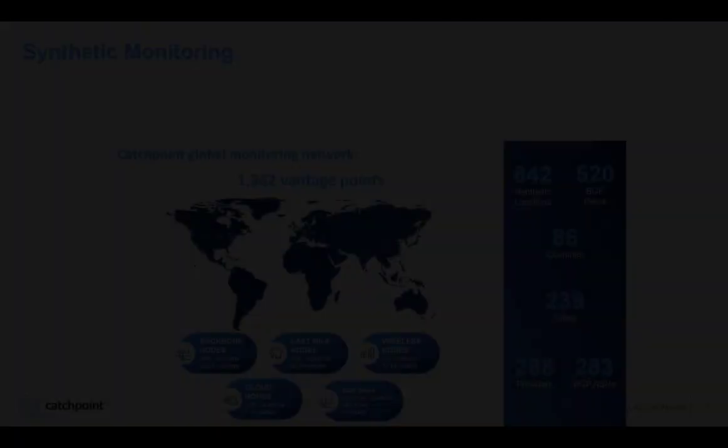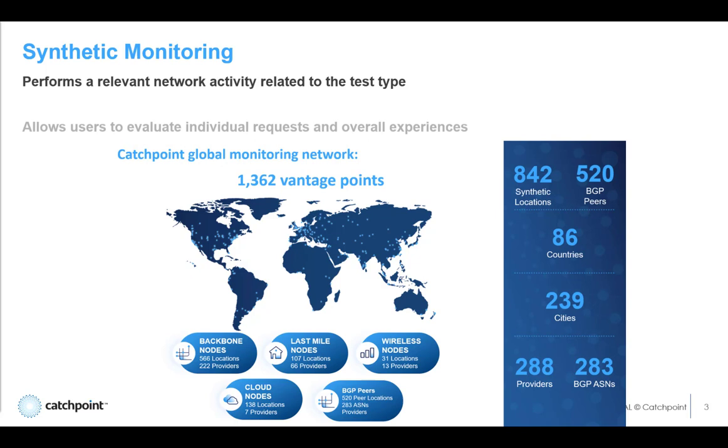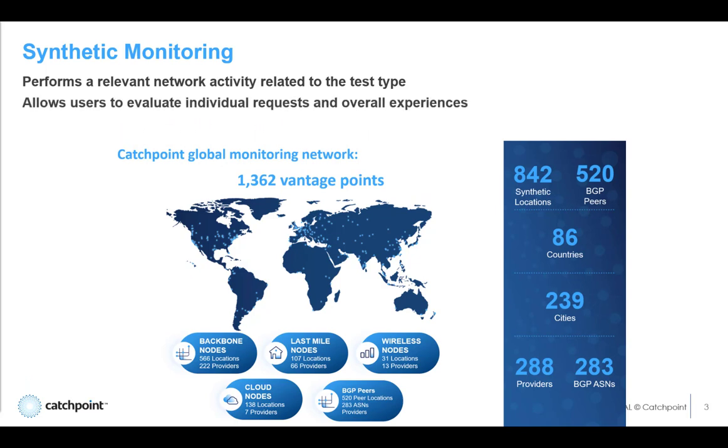Let's hop in. Catchpoint is an industry leader in digital experience monitoring, of which a huge part is synthetic testing. When you execute a synthetic test from one of Catchpoint's nodes, it'll perform a network activity related to the test type and then return unaggregated data, meaning the user is capable of evaluating both individual requests and overall experiences when considering their user experience and service health. Catchpoint synthetic tests can be run from a wide range of nodes, including backbone nodes, which are embedded in ISPs, cloud nodes across every major provider, wireless, last mile, and enterprise nodes as well.